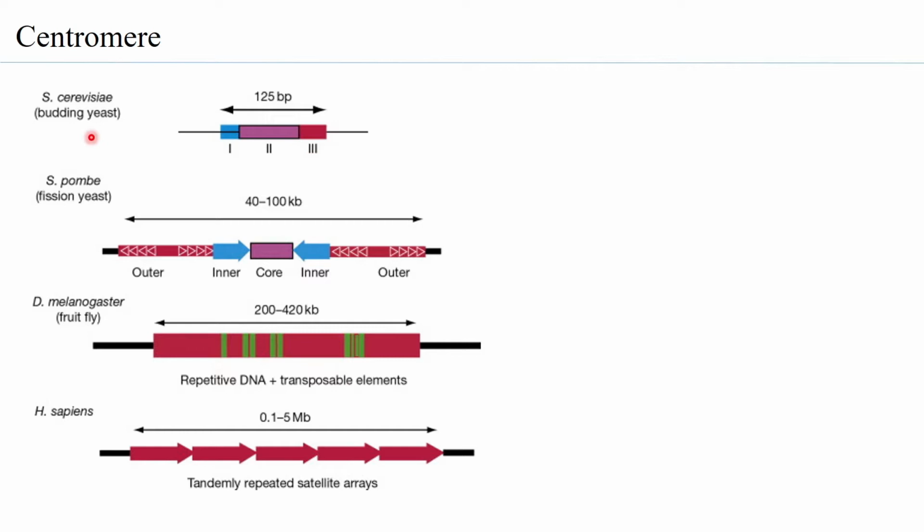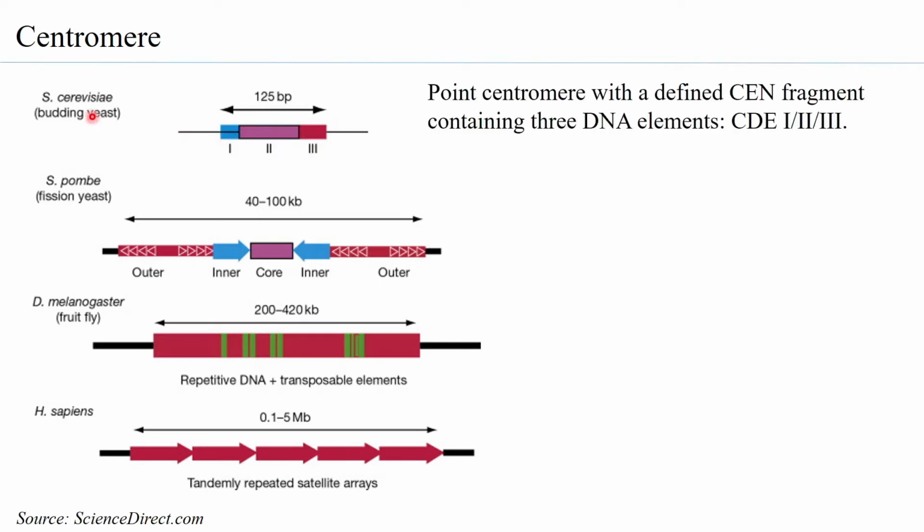Let us begin with Saccharomyces cerevisiae. A lot of studies have been carried out with respect to centromeres in Saccharomyces cerevisiae, and it has been found that the point centromeres present in Saccharomyces cerevisiae have a very defined cent fragment, and it is only about 125 base pairs. That 125 base pairs is further subdivided into three domains or three DNA elements, which are called CDE1, CDE2, and CDE3. CDE1 and CDE3 have been observed to have sequences that are highly conserved.